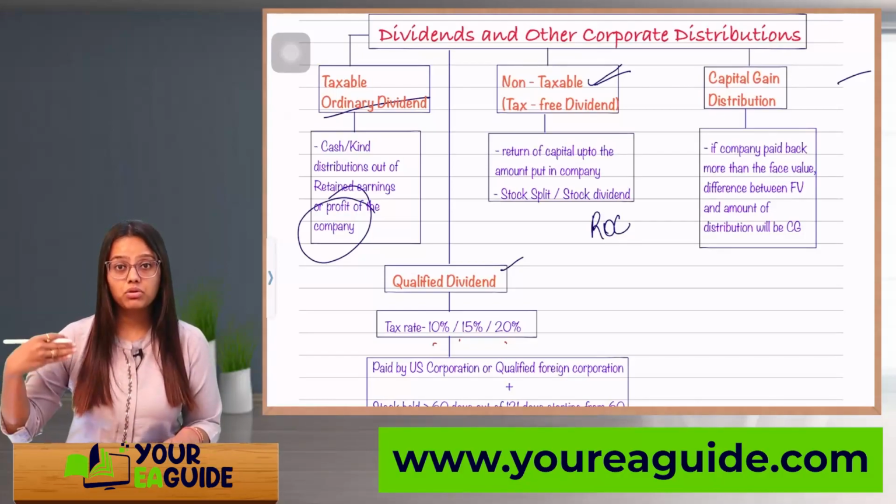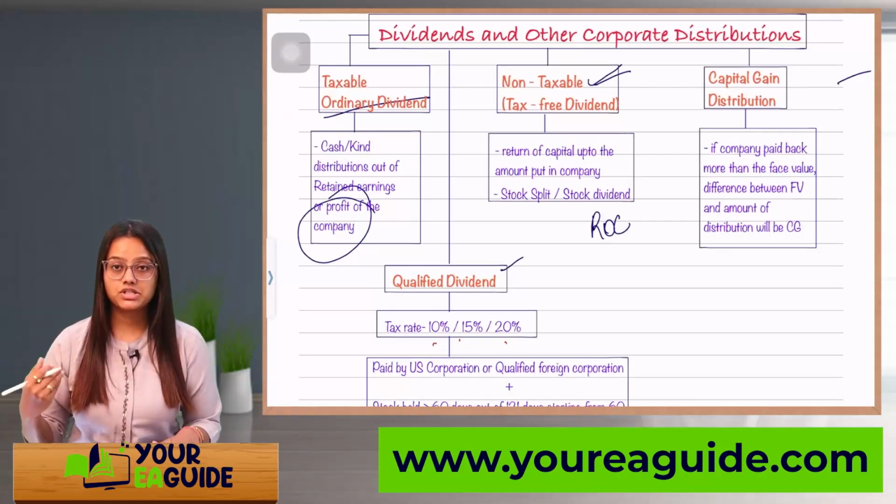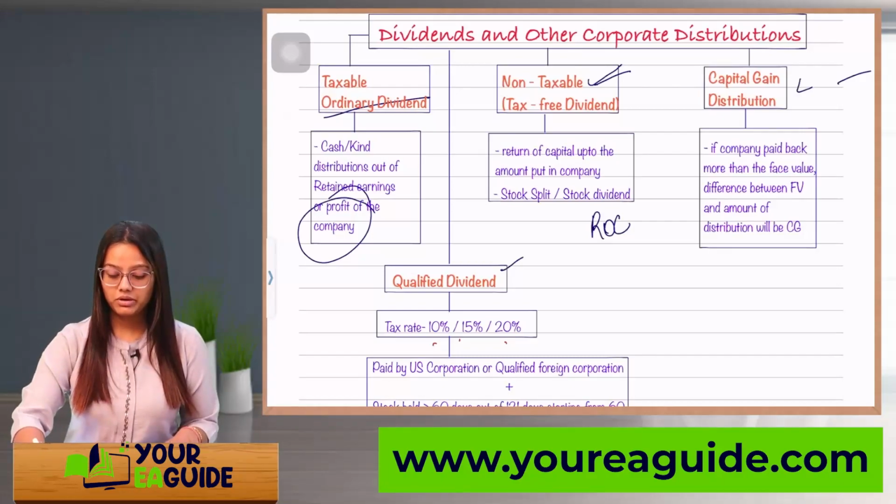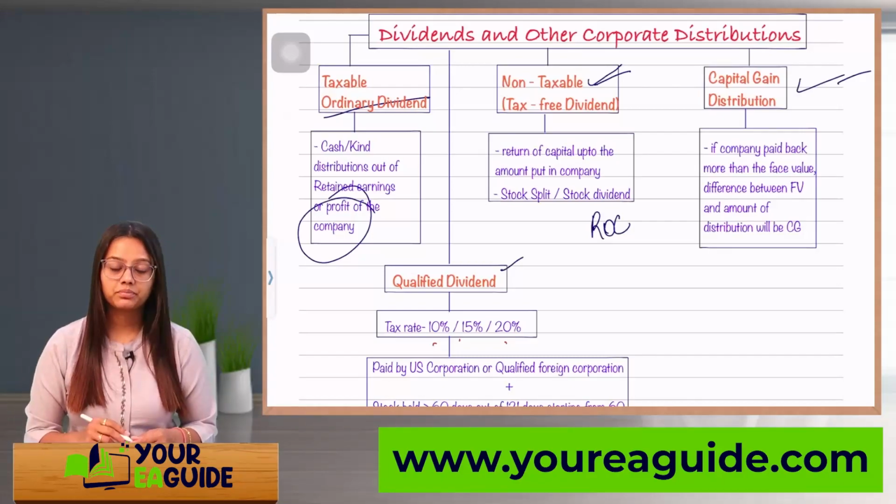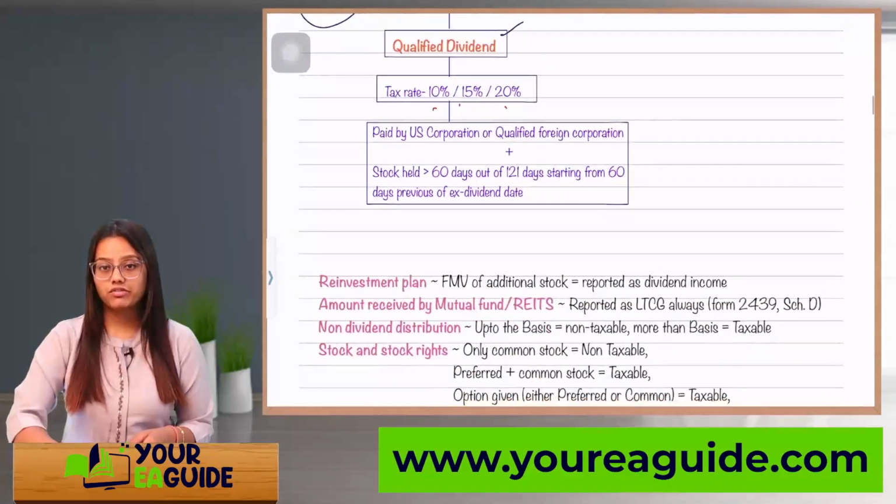Third thing, you receive more than your basis. Whatever you invest, let's say you invested only $100, but you're receiving as a dividend $500. So the extra $400 will be your capital gain distribution. Okay. Now please understand what is a qualified dividend.